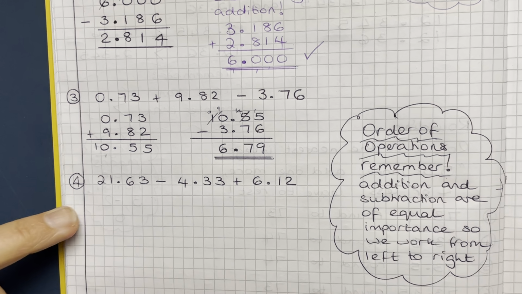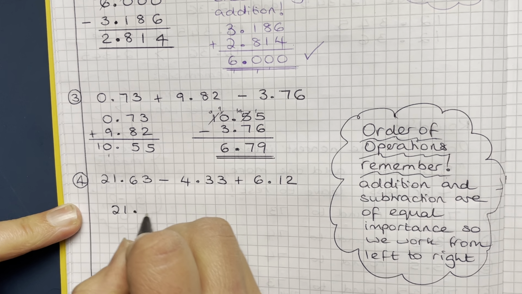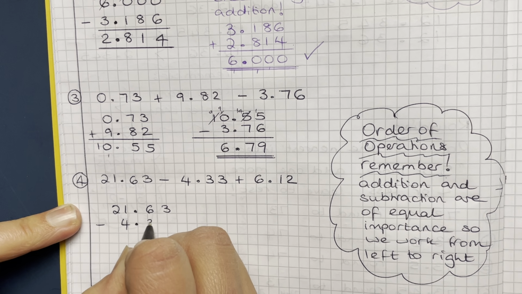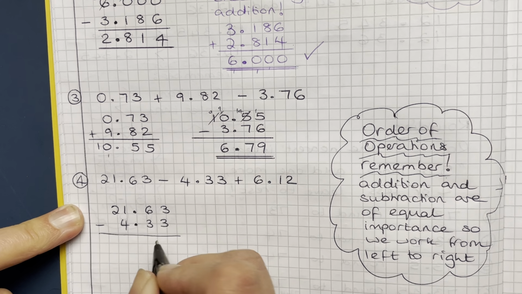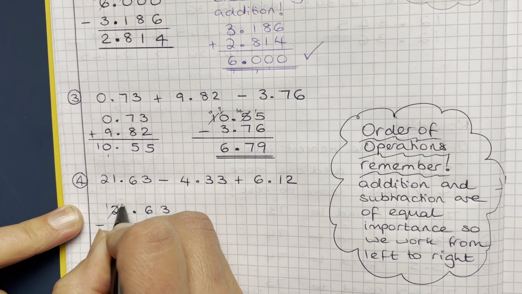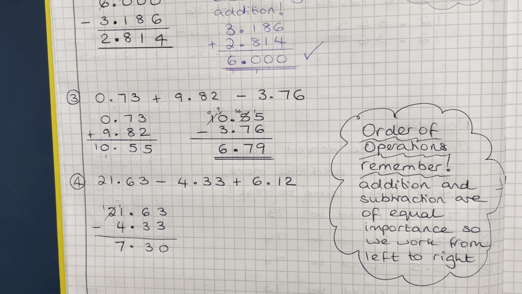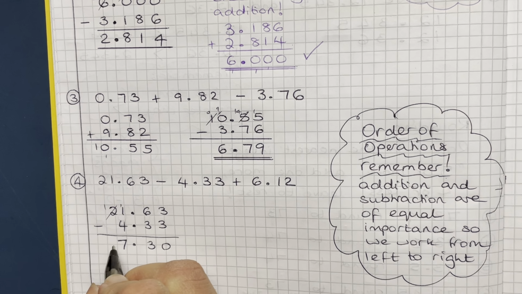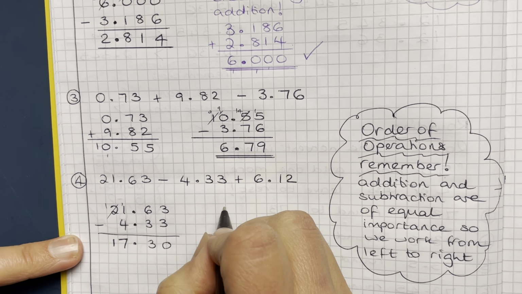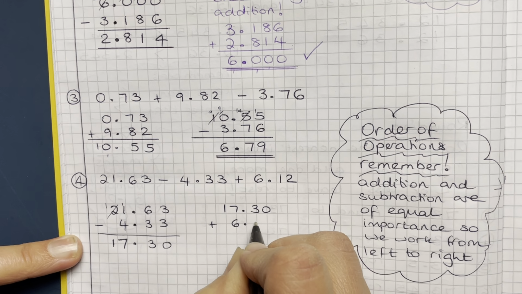Right, okay, so we're going to do the subtraction first. So we've got 21.63. I'm subtracting 4.33. Let's work that out. 3 subtract 3 is 0. 6 subtract 3 is 3. Okay, I'm going to borrow from there. 11 subtract 4 is 7. I've got 17.30. I'm now going to take my 17.30. I'm going to add my 6.12.